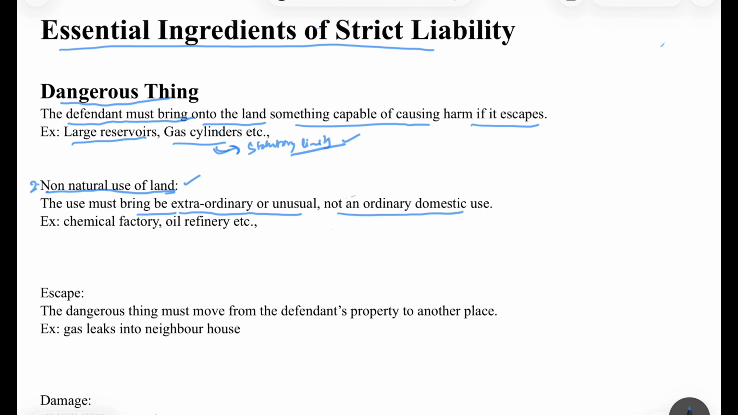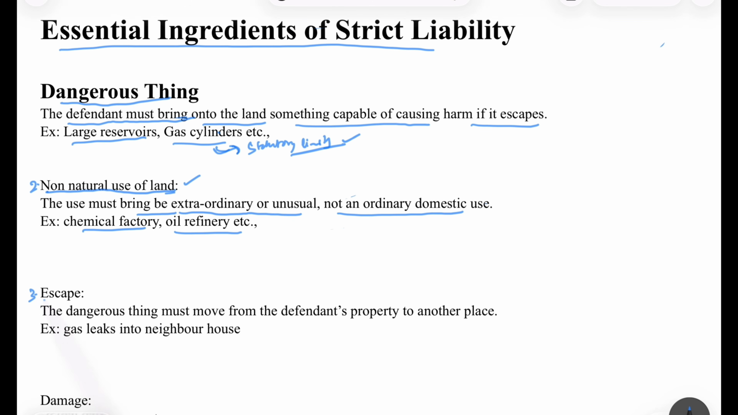not an ordinary domestic use. Example: a chemical factory or oil refinery, or in this case, a large artificial reservoir. Constructing a large industrial reservoir was treated as non-natural use of land in this case.